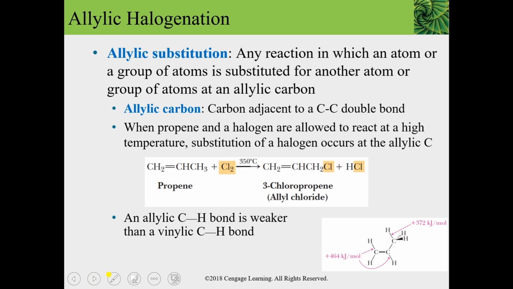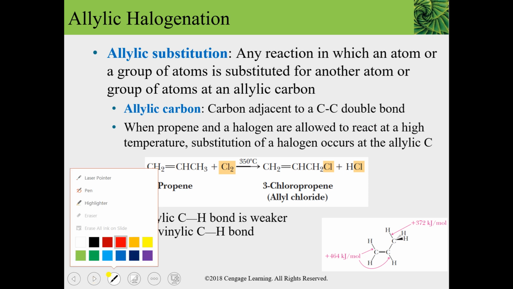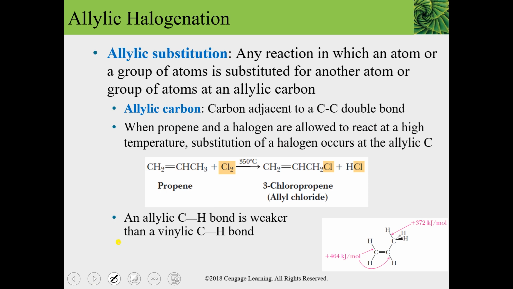So let's talk about a couple of definitions first. We're going to talk about allylic substitution, allylic carbons, and allylic hydrogens. First let's start with an allylic carbon. An allylic carbon is a carbon that's next to the carbon-carbon double bond. So if here's the carbon-carbon double bond, this carbon right here is what we refer to as the allylic carbon. A hydrogen attached to the allylic carbon is an allylic hydrogen.